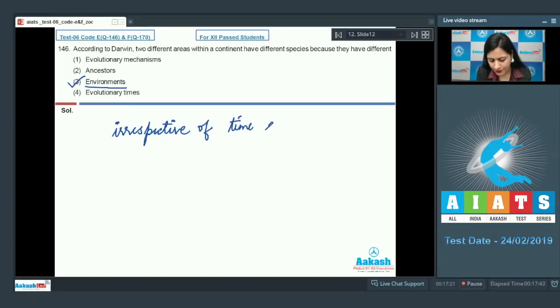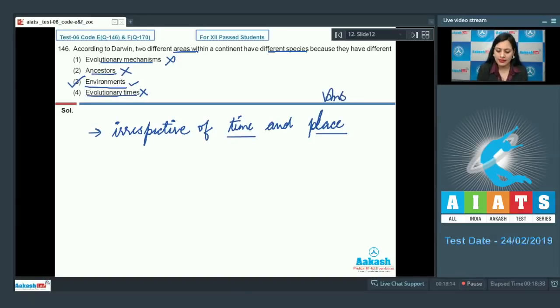time and place. It is these environmental conditions which vary from place to place, and based on this, two different areas within a continent have different species because they have different environments. Evolutionary mechanisms, they remain same, so this is an incorrect option. Ancestors and evolutionary times are the incorrect options. So the correct answer to this question is option number 3.